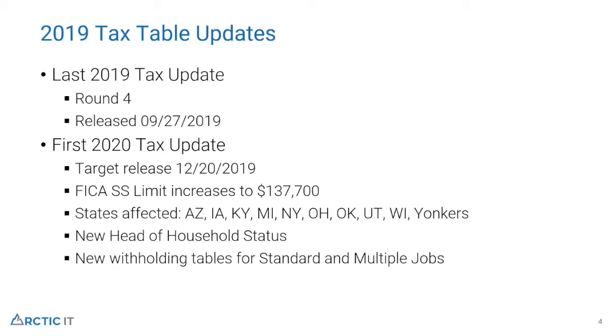First 2020 tax tables are targeted to release on December 20th, 2019. And with those new tables for 2020 comes an increased security limit, state updates, and the new rates and tables associated with the new W-4 and IRS Publication 15, which used to be the Circular E.